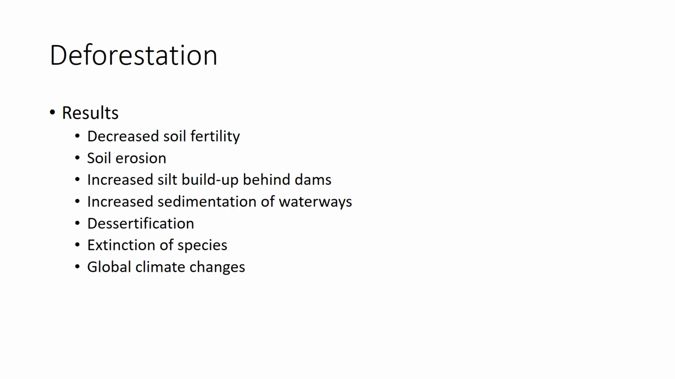So the negative sides of deforestation: decreased soil fertility, increased soil erosion, increased silt buildup behind dams, more sedimentation of our waterways, desertification in our tropical dry forests. We'll talk about those in a little bit. And of course, extinction of species. And because they are an important climate moderator, if we deforest areas, we're going to see some climate changes as a result. It's not all fossil fuels, folks.